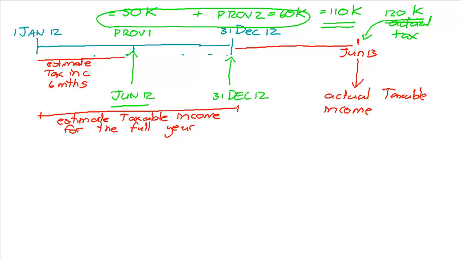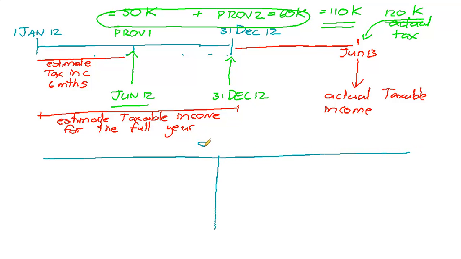The way this will look in my SARS T account is something like this. Now the SARS account could be either a debtor or a creditor, and you'll see why now. My first two provisional payments, the 50 and the 60, will be recorded on the debit side of the SARS account, and then my actual income tax assessed, the 120,000, will be recorded on the credit side. You can see my credits are slightly bigger than my debits.